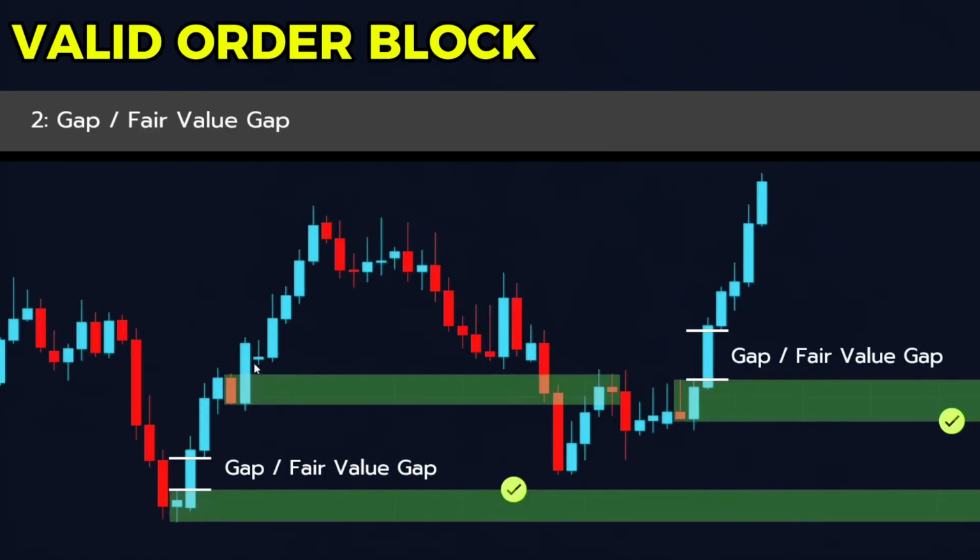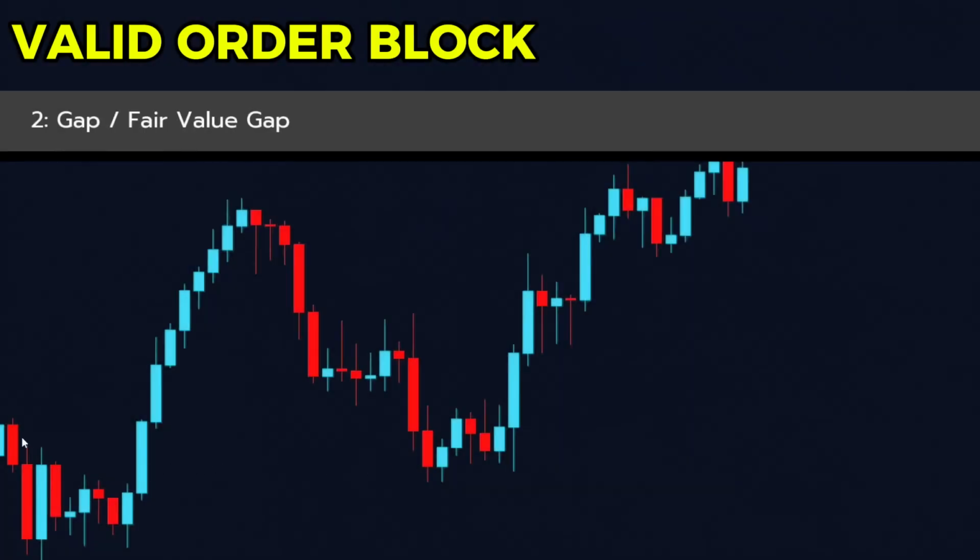But if we look back on the left-hand side, this area is also a post-order block. The price has risen dramatically, but we don't see a fair value gap. Or the fair value gap is too small. We will set it to be an unprofitable order block. Why? Because the price just came back for a moment and broke the order block. When there is no fair value gap, the price has a chance to break the order block. Go find a better order block.